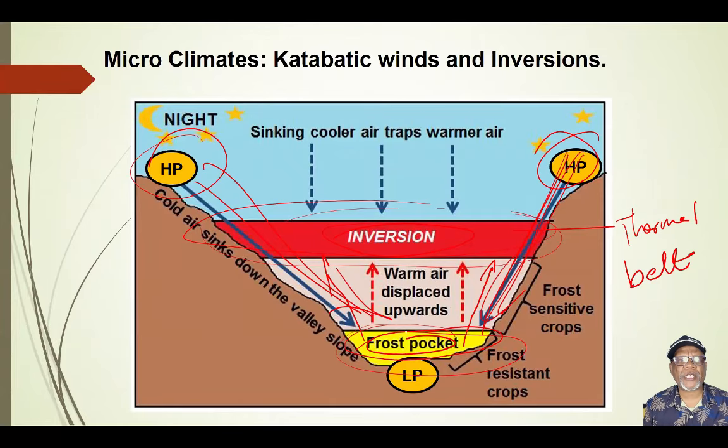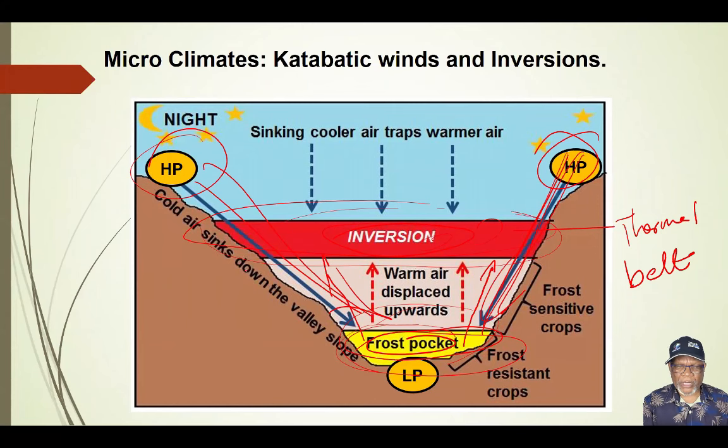We call it frost pocket. But at night, this warm air, which is going to be in contact with this cold surface, in the early hours of the morning, once the warm air touches the cold surface, condensation takes place.